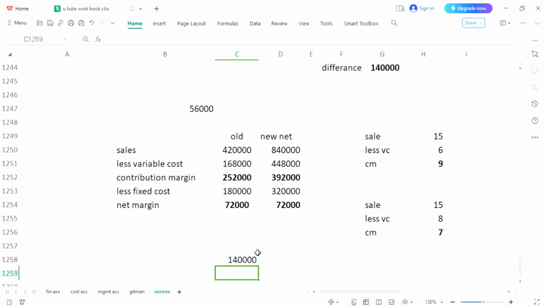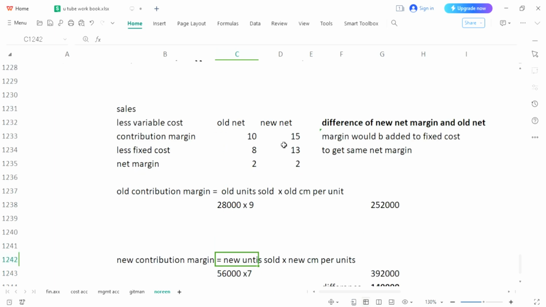So here you have seen this is again 140,000, and the rule we have developed over here was very interesting. What was that rule? If you want to get the same net margin, but you have to increase your fixed cost, how will you fix that without calculating an income statement? If you follow the increase in contribution margin, the same increase would be added to fixed cost. In this way you will get your net margin.